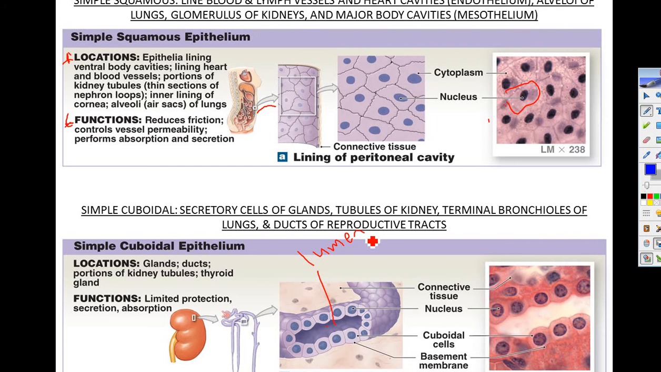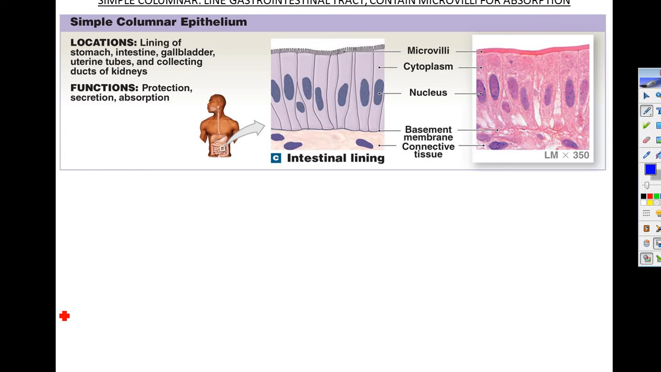So, all right. So this is a guide. We're going to run through this simple columnar. Here's some locations, functions. All right. And what I want to do is go through the next slides, and we'll add some of this stuff.